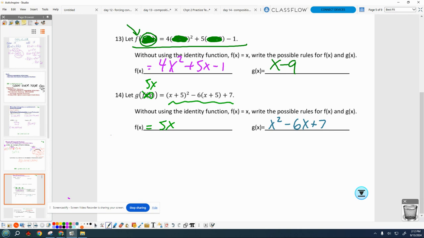Really, guys, the biggest hint is, if you see it in parentheses of stuff, when they're asking this, that's what the inside function's gonna be. That parentheses of stuff is the inside function.